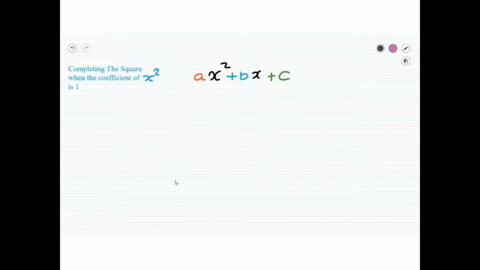Today we're going to be talking about completing the square when the coefficient of x squared is 1. So we're talking about quadratic equations, and quadratic equations have the form ax squared plus bx plus c equals 0. When the coefficient of x squared, a, is equal to 1, we have a bit of a simpler situation, and that is what we're going to be dealing with today.